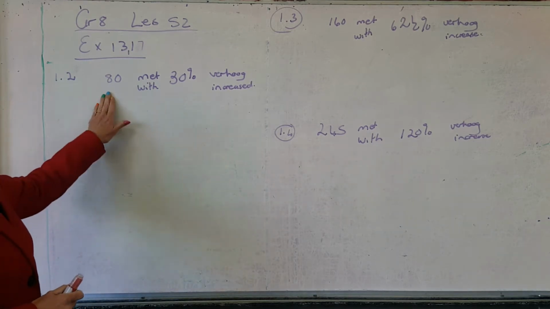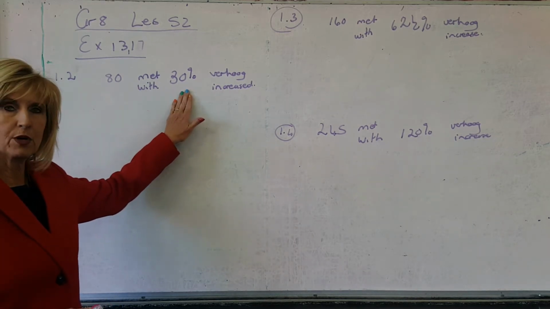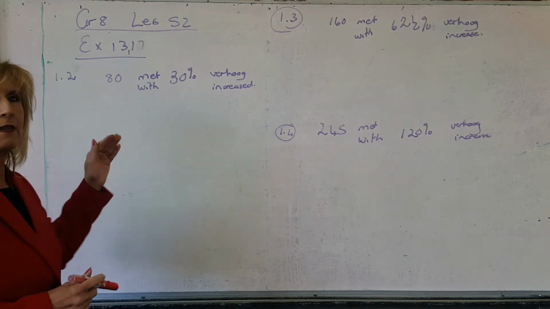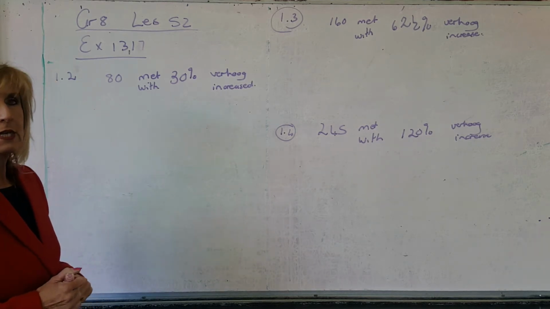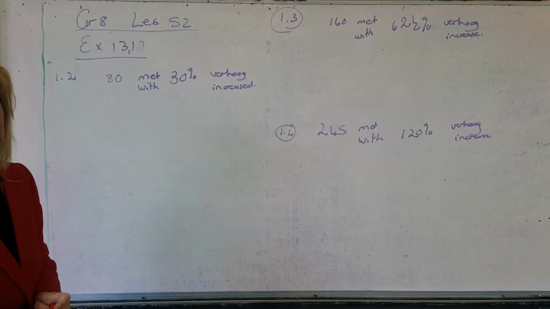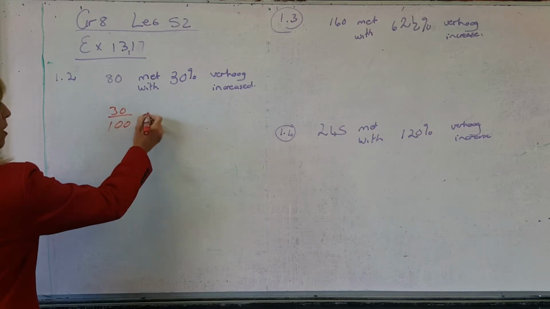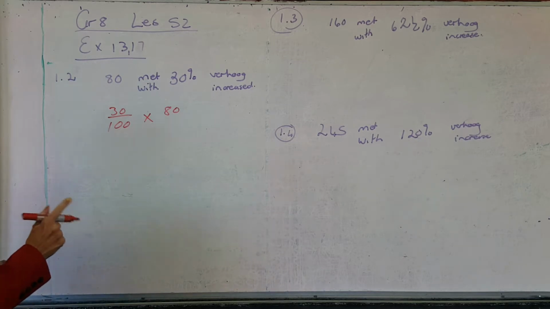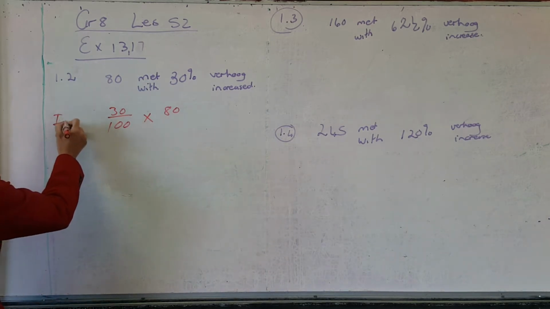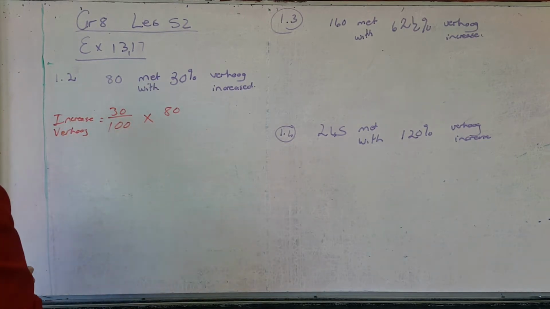As ietsie 80 rand, 80 appels, 80 mense met 30% verhoog word, wat gaan die antwoord wees? If anything, 80 people, 80 rand, 80 apples, 80 cars is increased by 30%, how much will it be? So die eerste wat jy gaan doen is, you're going to work out 30% of 80. Dis jou hele storie. Hierdie is die verhoging. This is the increase. Dis die 30% van daai 80.